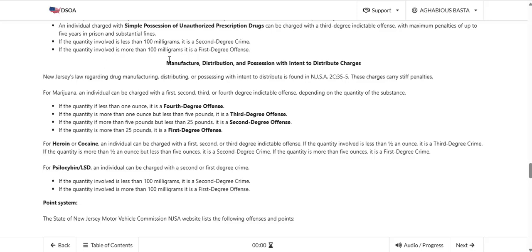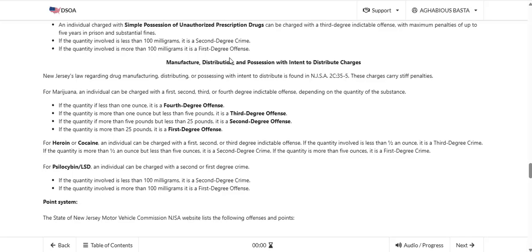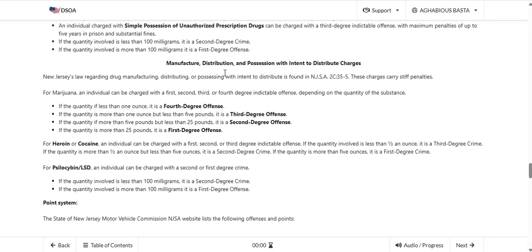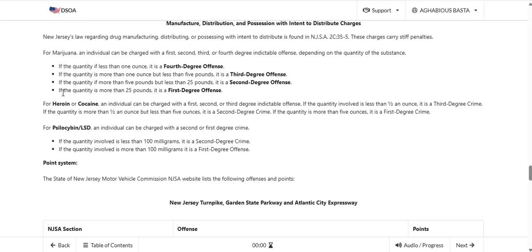Manufacture, distribution, and possession with intent to distribute charges. New Jersey's law regarding drug manufacturing, distributing, or possessing with intent to distribute is found in NJSA 2C:35-5. These charges carry stiff penalties. For marijuana, an individual can be charged with a first, second, third, or fourth-degree indictable offense, depending on the quantity of the substance.